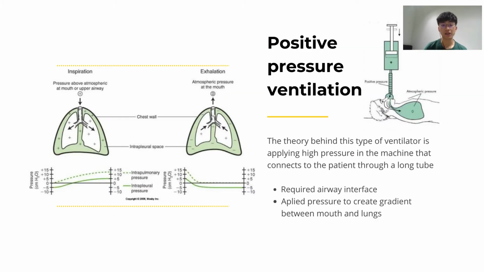The theory behind this type of ventilator is applying high pressure in the machine that connects to the patient through a long tube. High pressure causes air to be pushed into the thoracic cavity that has a lower pressure through the tube, and the lung will be expanded. This process mimics the mechanism of inhalation, while for exhalation, the ventilator will stop applying high pressure, causing the thoracic cavity to have higher pressure and air will flow out from the lung through another tube.